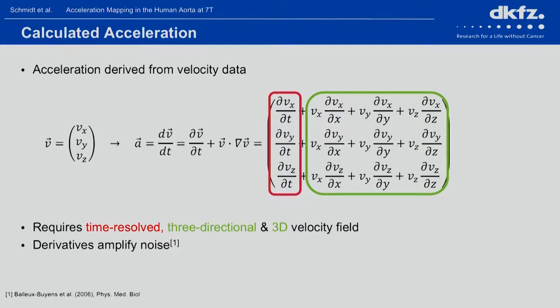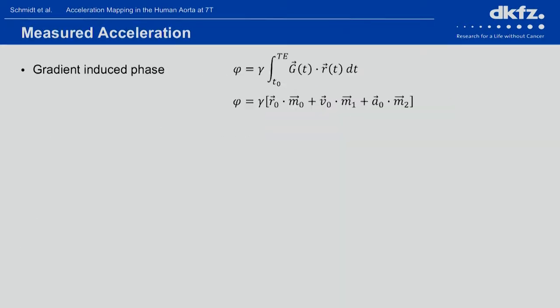One disadvantage of this method is that by calculating all these derivatives, we will amplify the noise that we already have in the velocity data. On the other hand, we can directly measure acceleration using phase contrast MRI, and therefore we have to have a look at the gradient-induced phase, which is given by this formula where we have this integral over our gradient and the spatial coordinate of the magnetization.